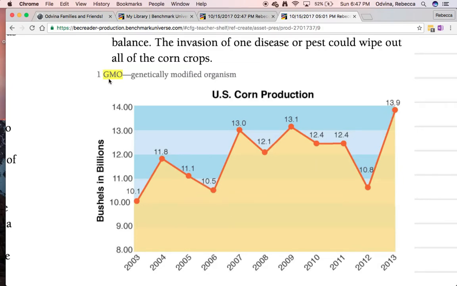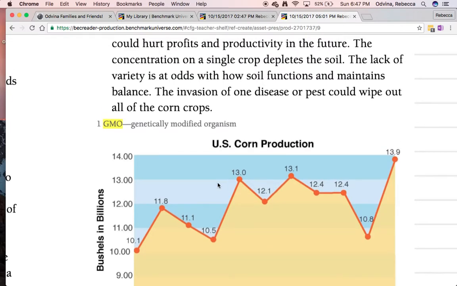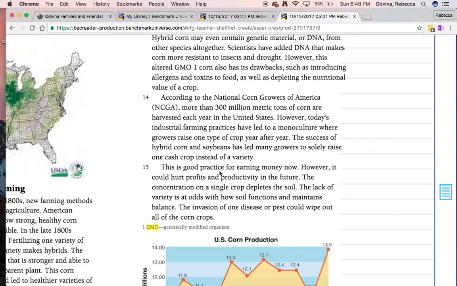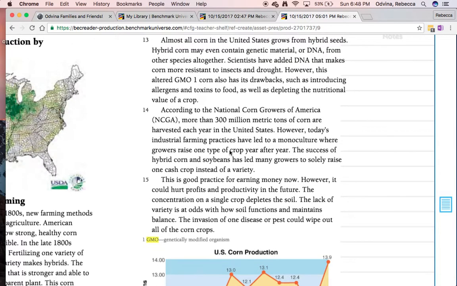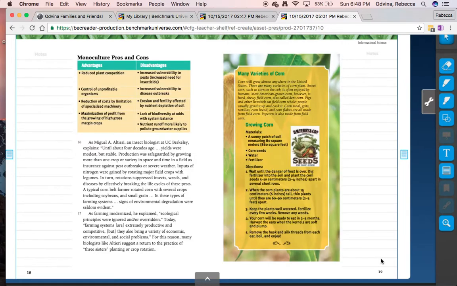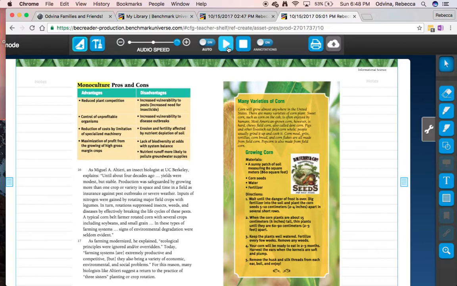Now, I cut this off before it finished this footnote. One GMO is a genetically modified organism. So that's where scientists go in and change things about a crop or a seed. They're altering the DNA. Okay, now going on, I want to actually finish paragraph 16 and 17. So follow along. Monoculture, pros and cons.